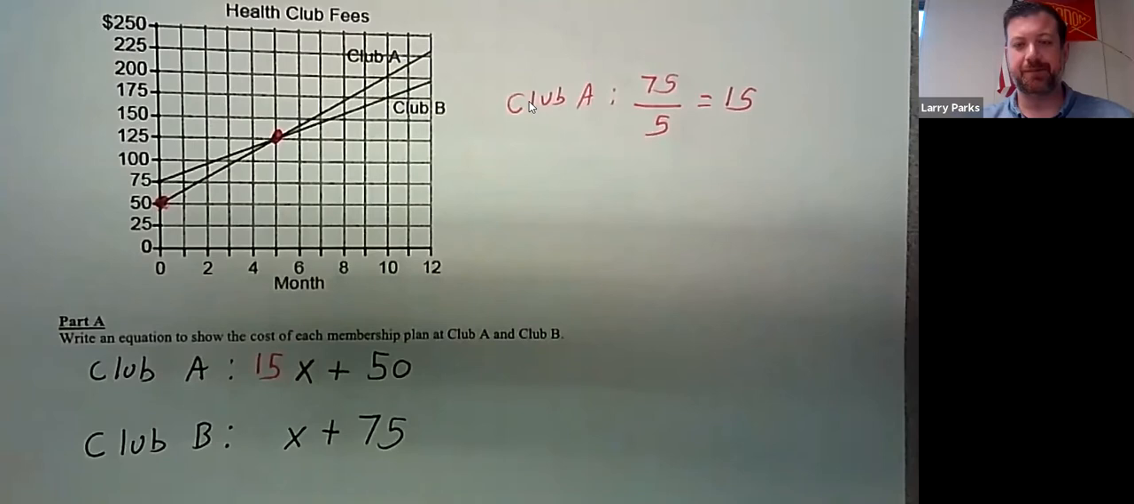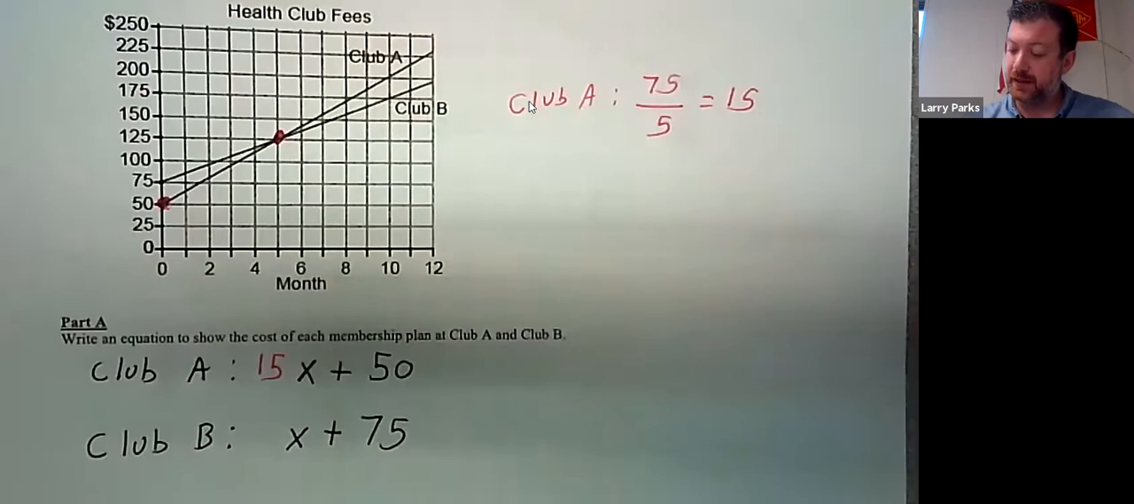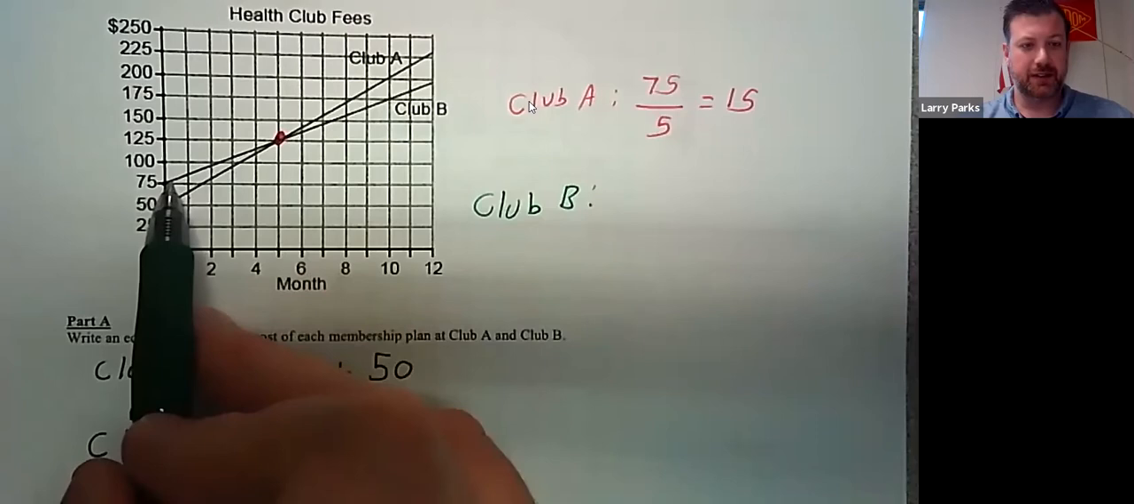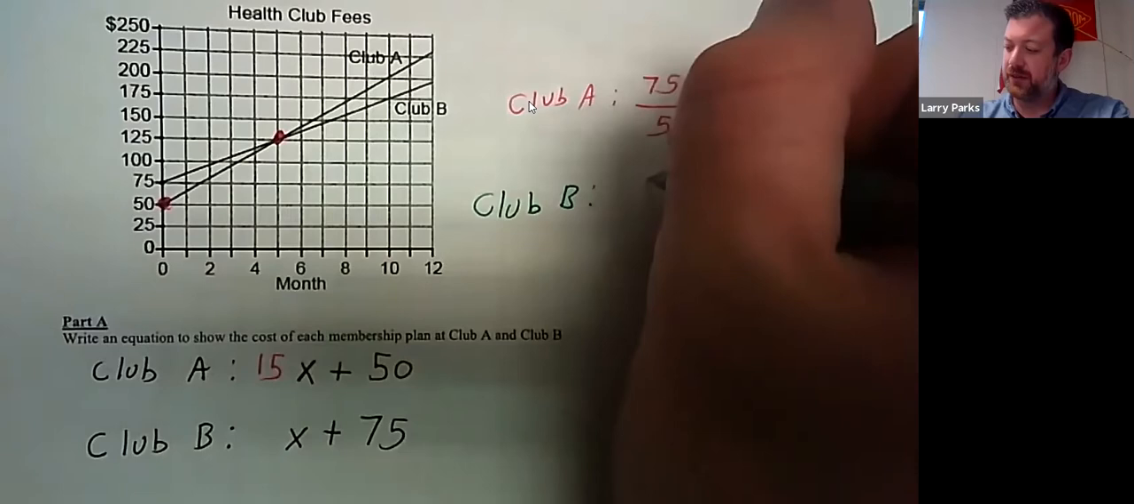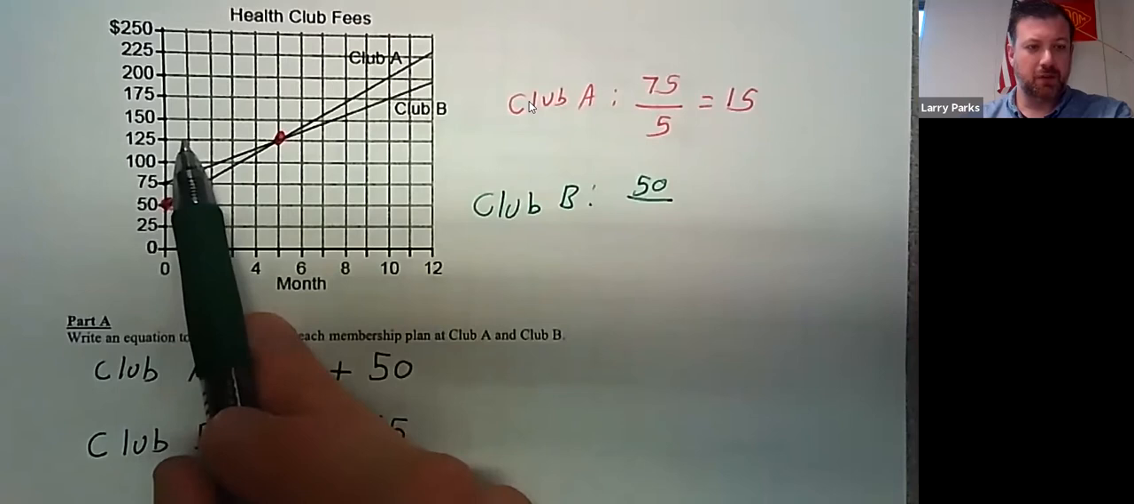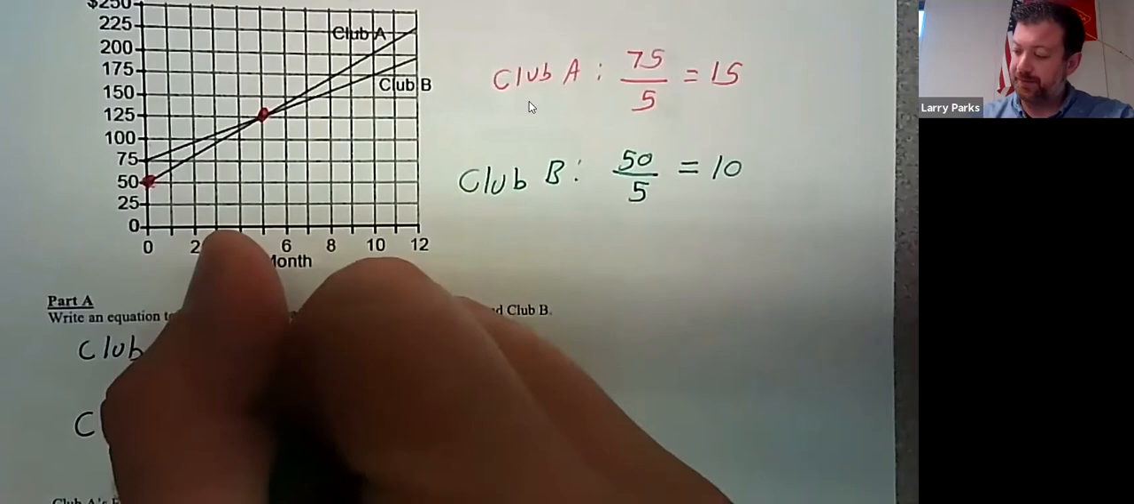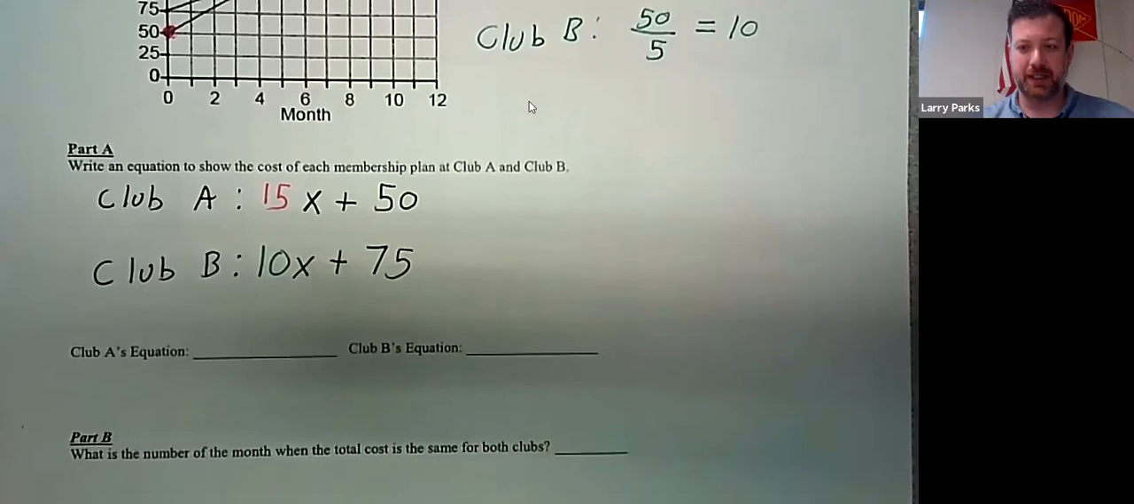Okay, Club B starts at 75, and then that would be the next number that's easy to count. And so they charge an extra $25, $50 if I'm doing rise over run, so 25, 50, over 1, 2, 3, 4, 5. So they're slightly cheaper. They only charge $10 a month. Okay, and now I see the box where I could have placed those. I'm not going to take the time to rewrite that.